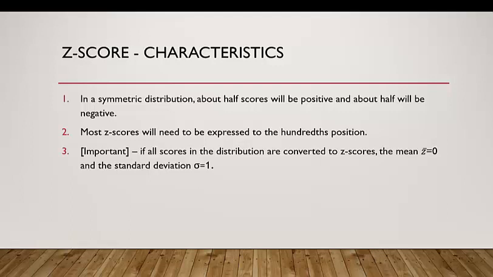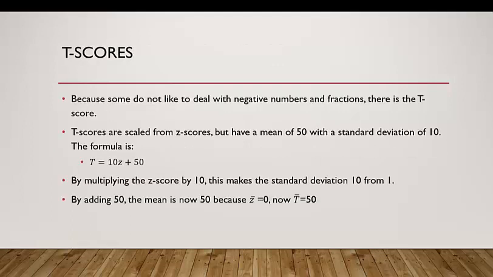The fact that our mean is 0 and half of our scores are positive and half are negative means that those that fell below the mean will have a negative z-score. We saw that with Jerry because his z-score is negative 1.5. So that brings up the next standardized score, and that is t-scores. Now, t-scores work very similarly to z-scores, but because some people don't like to deal with negative numbers or fractions, they'll use t-scores.